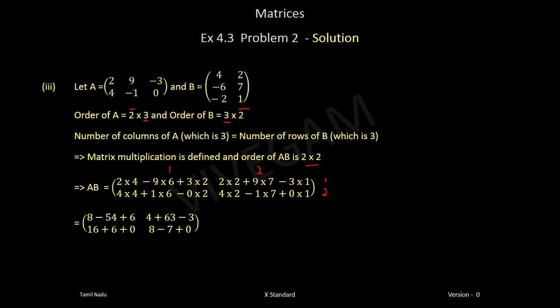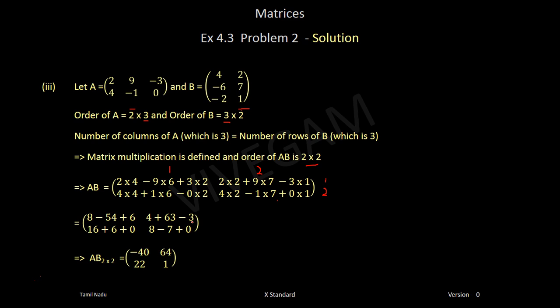So this is 8 minus 54 plus 6. This is 4 plus 63 minus 3. And this is 16 plus 6 minus 0. This is 8 minus 7 plus 0. And you simplify all these numbers, you get the matrix AB as minus 40. Okay, 8 plus 4, 14, so this will be minus 40.